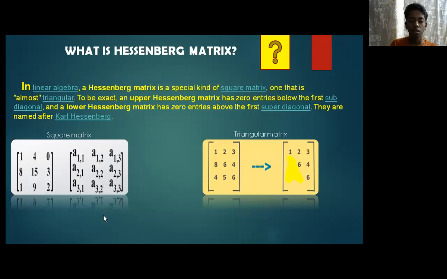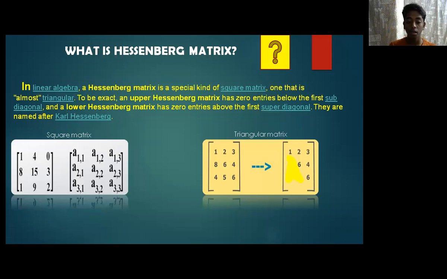So coming to this slide, what is a Heisenberg matrix? In linear algebra, a Heisenberg matrix is a special kind of square matrix, one that is almost triangular. To be exact, an upper Heisenberg matrix has 0 entries below the first subdiagonal, and a lower Heisenberg matrix has 0 entries above the first superdiagonal.